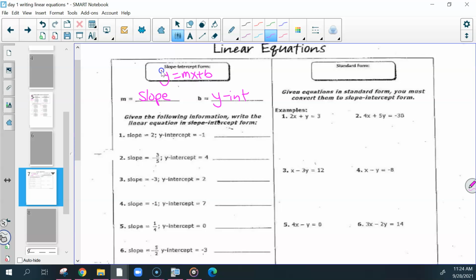So you need to know what the slope-intercept form is and all the pieces and parts, so that m is slope and b is the y-intercept. And you just need to be able to recognize that this is your standard form. So if you see an equation like that, it's in standard form.